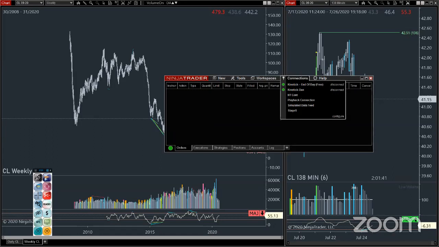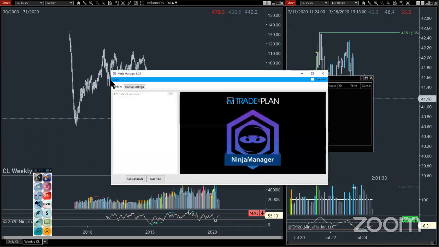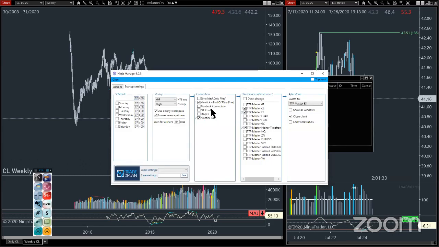So if you'll use the Ninja Manager and select that one first, select Kinetick end of day free first, and then connect to your data feed that you get minute and tick data from, then you'll be able to get all of the continuous contracts for the daily charts, the daily, the weekly, and the monthly. And then just use this to open it up and you'll be all good.